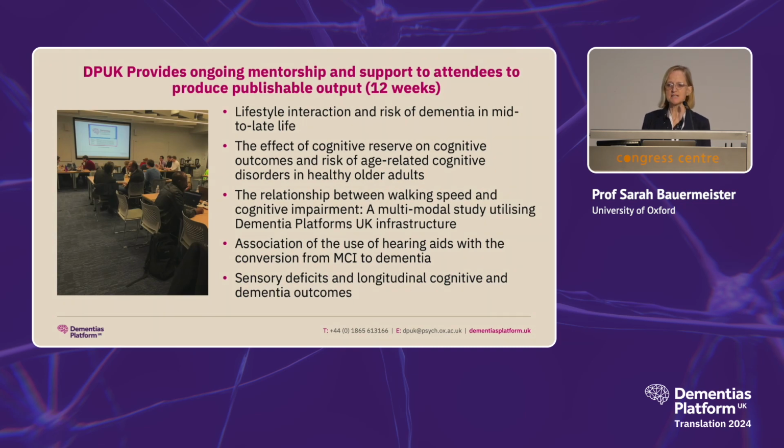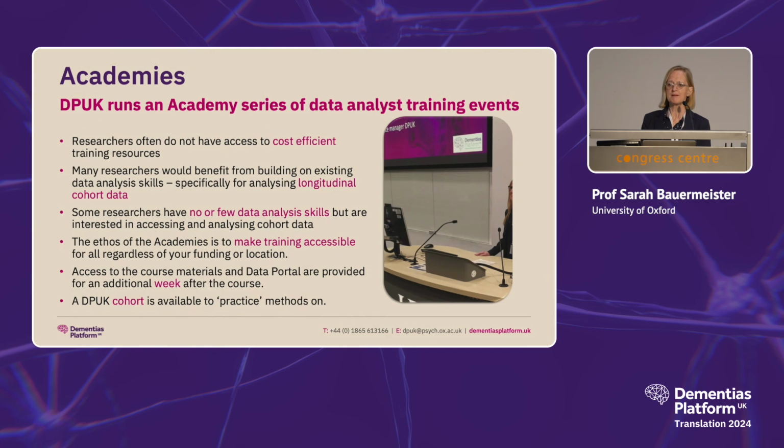And these are some of the examples of projects which have been taken forward from these datathons: lifestyle and the risk of dementia, cognitive reserve, one looking at walking speed and cognitive impairment, and hearing aids, and even sensory deficits. Some of these projects are still running today. Now, we also have the academies.